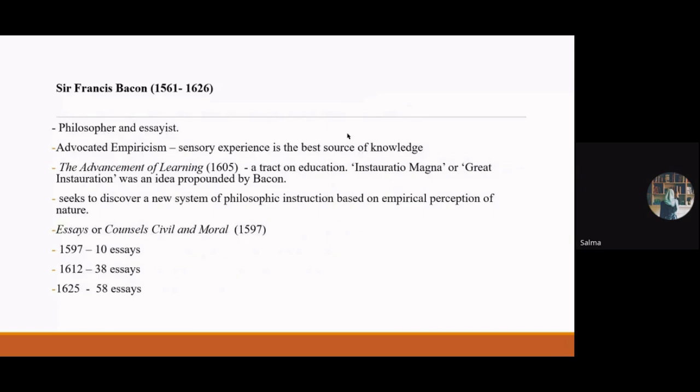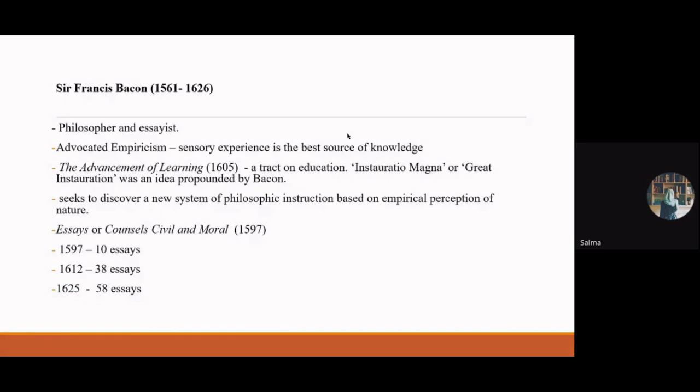Then moving to Francis Bacon, as we all know, he's a philosopher and essayist, and he advocated empiricism, a kind of sensory experience. He says empiricism, sensory experience, is the best source of knowledge. Then he has written this work, The Advancement of Learning, which is a tract on education, and in this work he discovers a new system of philosophic instruction based on empirical perception of nature. He is a scientist basically, and he was tying everything to references, everything to experiences.